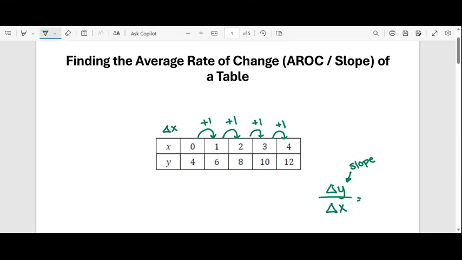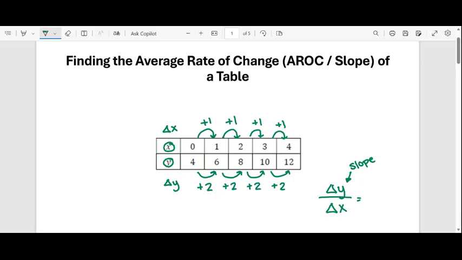Let's see what our change in Y is. From 4 to 6 is plus 2. 6 to 8 is plus 2. 8 to 10, plus 2. And 10 to 12 is plus 2. These are our change in Y's because our bottom values are our Y values. And we know that because it says X up here and Y down here.